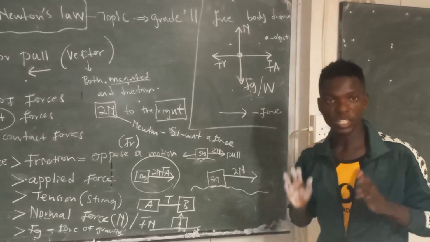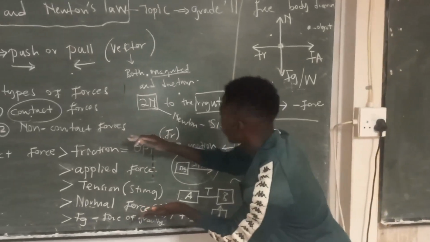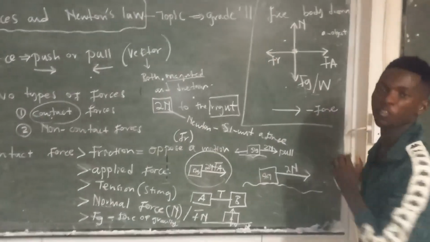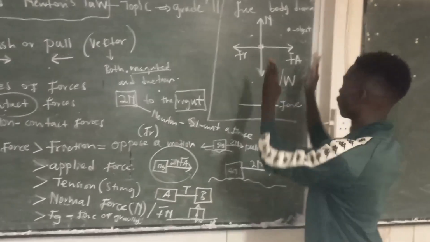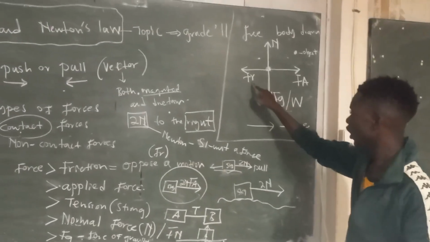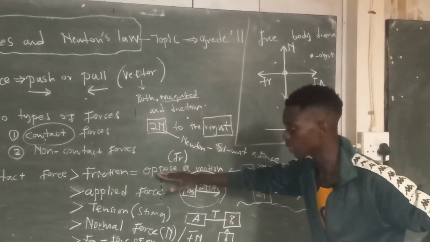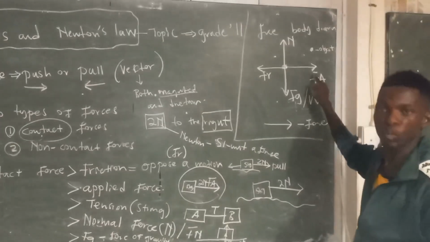If you didn't understand very well, you can understand these definitions by looking at the free body diagram. If you don't understand this definition, check the free body diagram. Friction is a force that opposes the motion. Now you will understand this term very well. This thing is opposing the motion because this thing is going to the right.